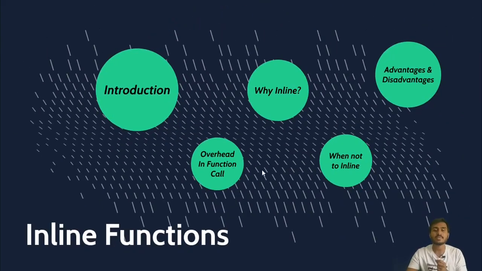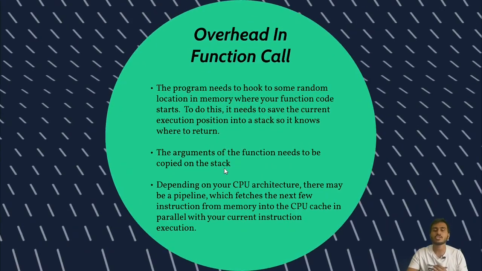Now let's quickly understand what overhead in a function call is, and why we don't want function calls. Whenever we call a function, what is happening? The program needs to jump to some random location. Let's say we are in the main function, and then we call the add function. Now the compiler needs to transfer the control to the add function. It will need to jump to some location in memory where the function code of the new function, which is add, starts.